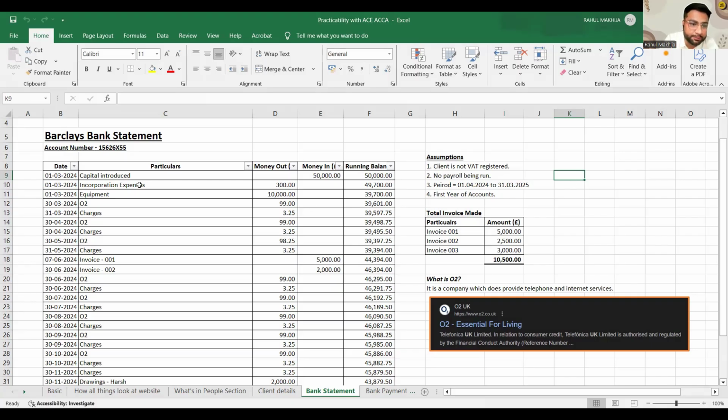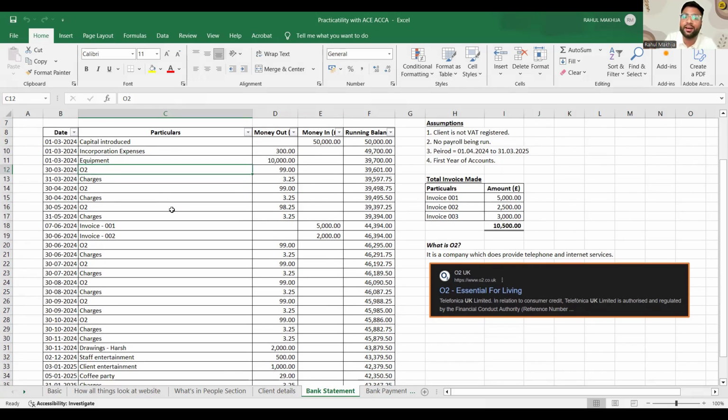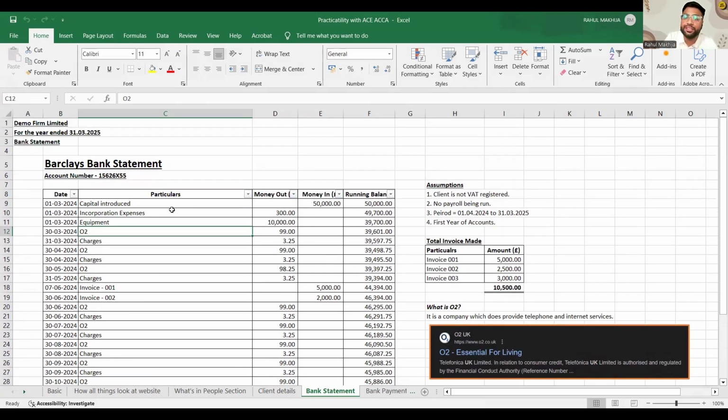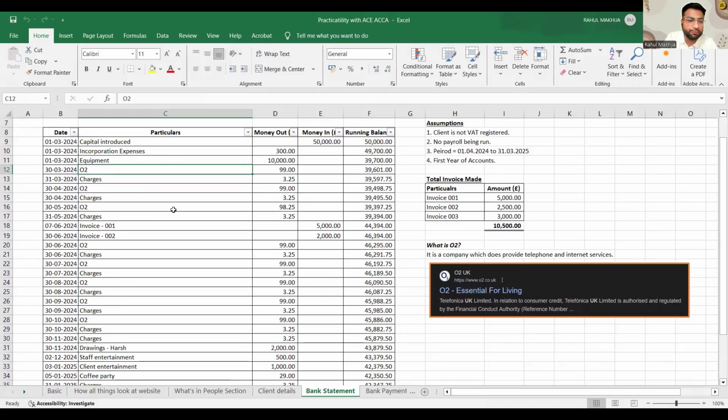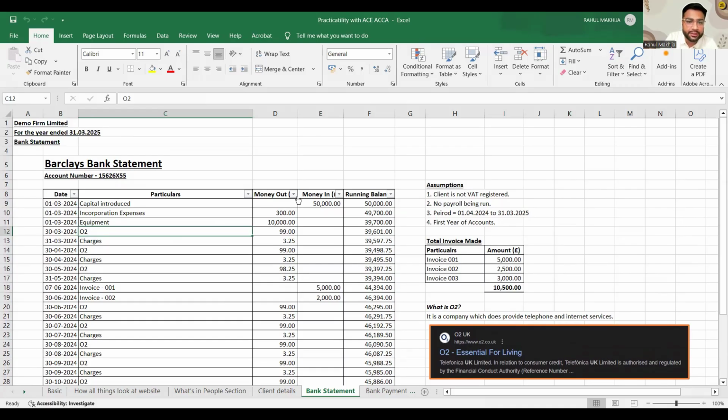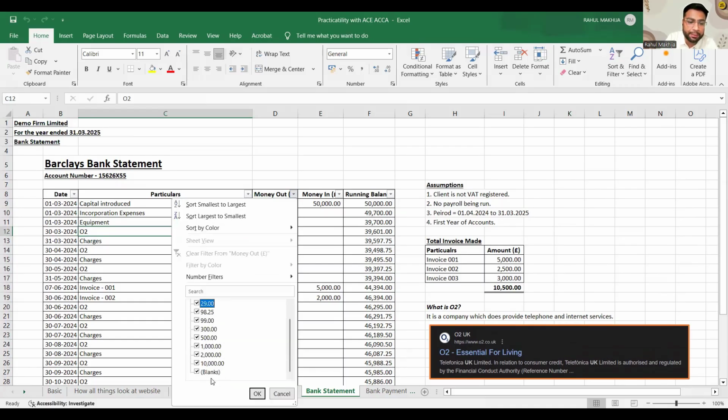So here are a few expenses such as incorporation expenses, and the client has purchased equipment of £10,000, and there are O2 and charges. Charges are the bank charges, and O2 is a telephone and internet service provider in the UK. So we will categorize these transactions accordingly. For the manual job, as Harsh mentioned, we need to categorize all the payments and receipts separately. So we will go ahead and filter out all the payments first.